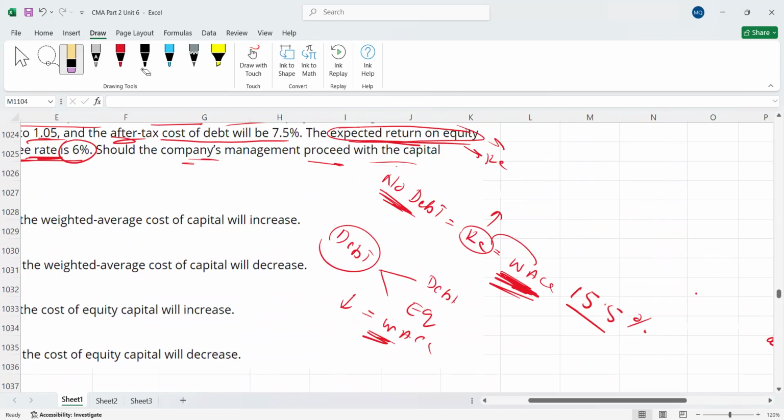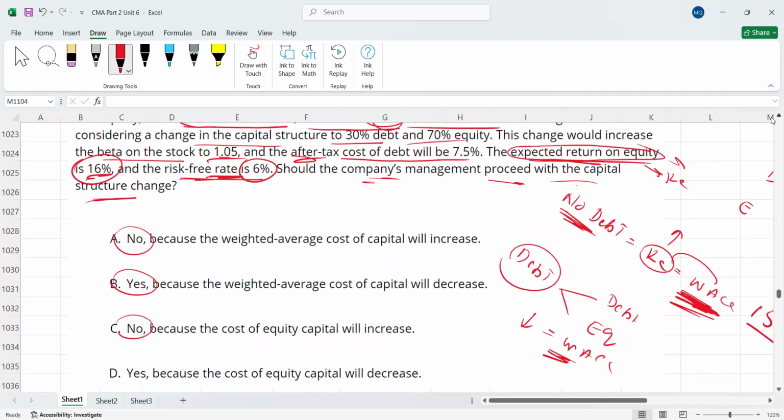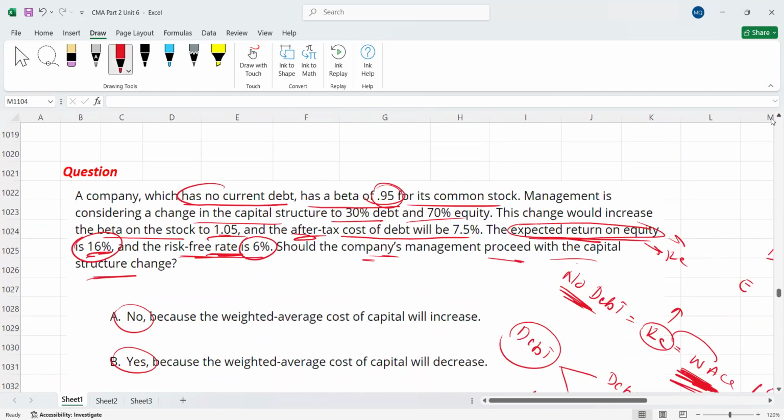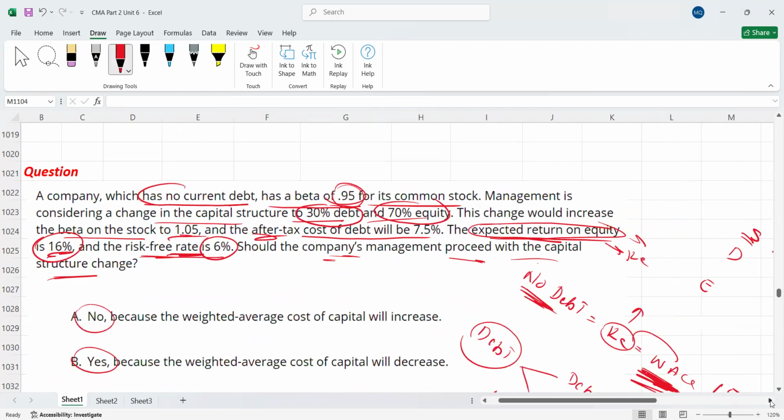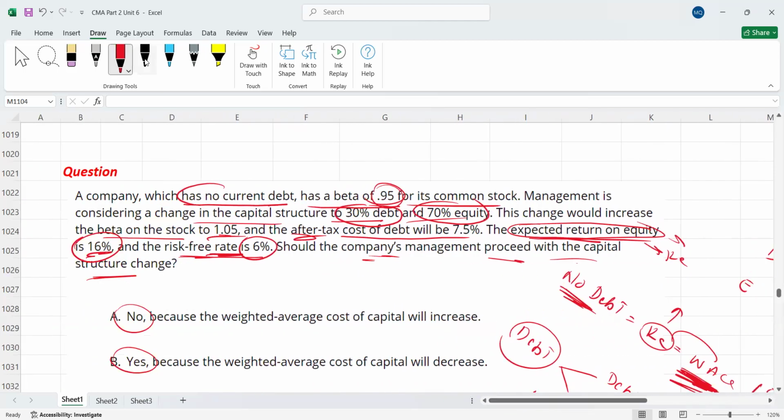For the new WACC, how would you calculate it? We have two sources, debt and equity. We'll write their weights. Here he told you the weights will be 30% debt and 70% equity. I'll write the weights here: debt is 30% and equity is 70%. Then I'll multiply with their component costs, and the component costs are already given. You don't need to calculate. After-tax cost of debt is given here.